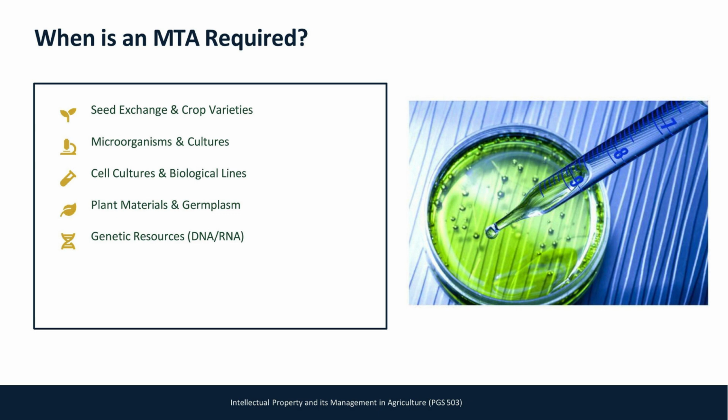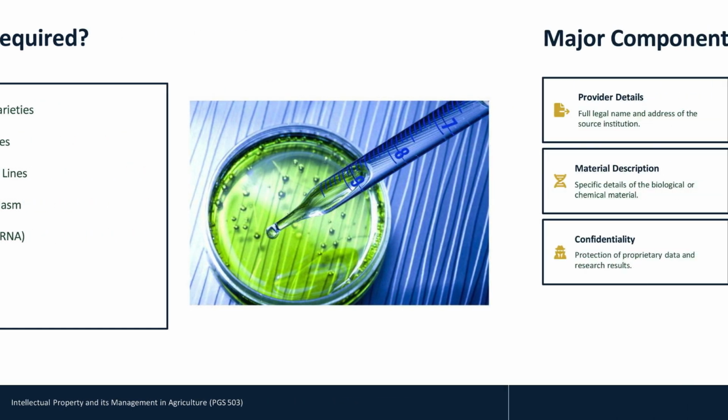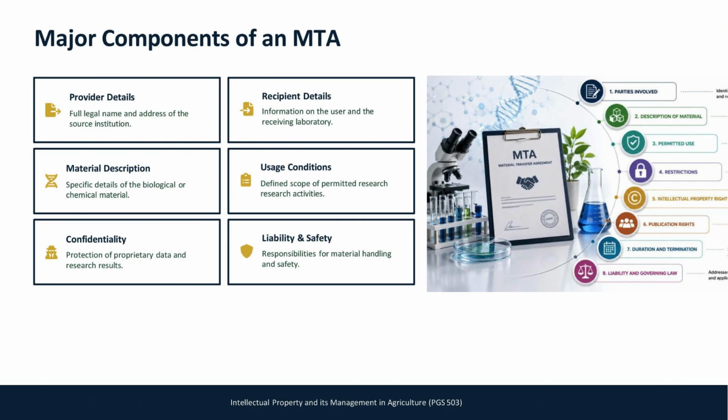Can you relate this to a real-life example? Think about a university sending a new pest-resistant seed variety to another lab for testing. That transfer would require an MTA. Let's move to major components of an MTA. If you observe the illustration, there are 6 major components.